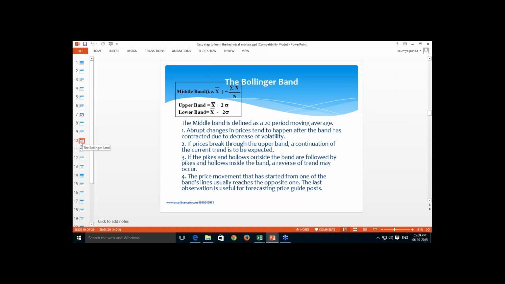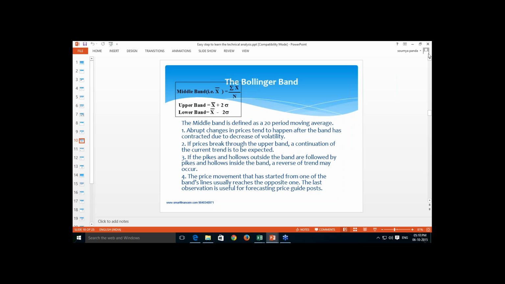Suppose you have a formula for the middle band. The middle band is nothing but your average. Then you have an upper band and a lower band. These three things you have to calculate. The upper band is the middle band plus 2 sigma, and the lower band is your middle band minus 2 sigma. So this is how you get your upper band, middle band and lower band. Once you find these three bands, then we need to take a trade decision.